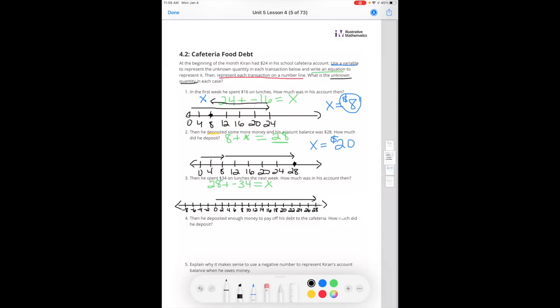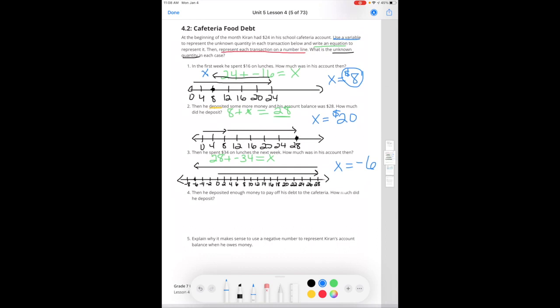And then he spends $34, so I have to move to the left. So there's $28, 30, 32, 34. Which lands me at negative $6. So he now has negative $6 in his account.